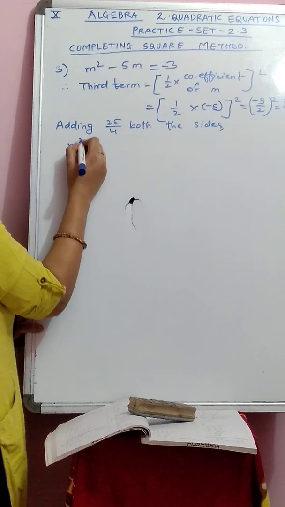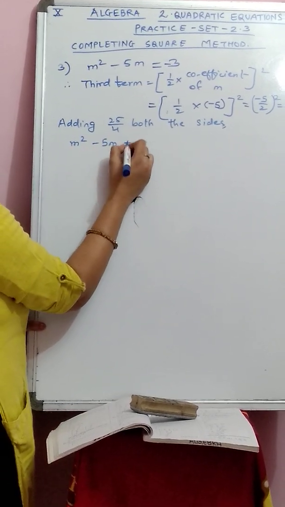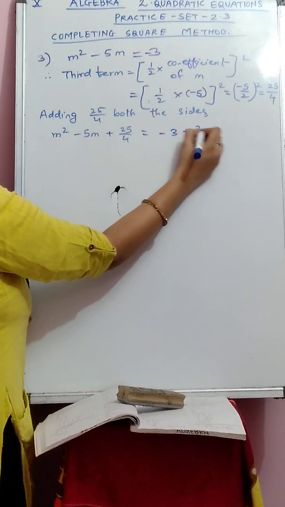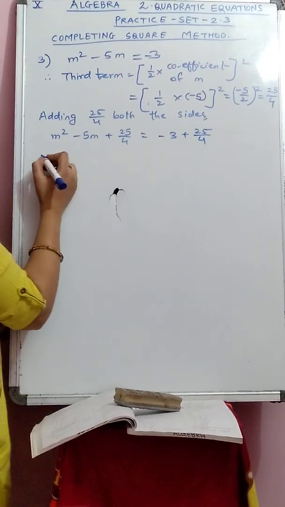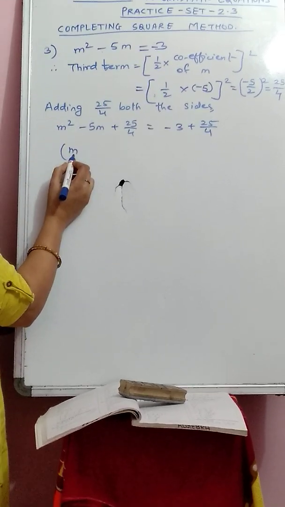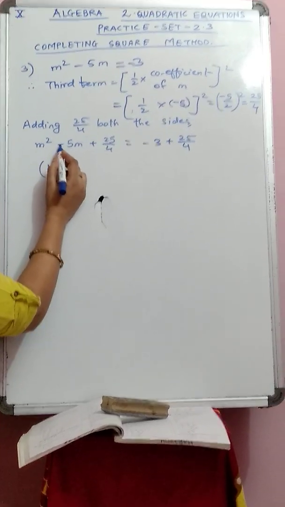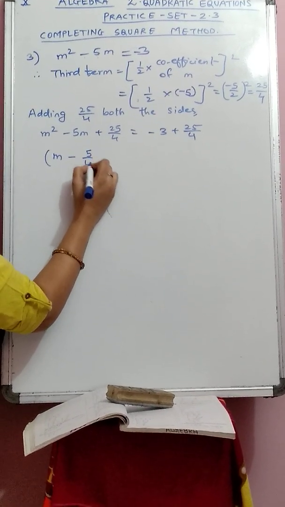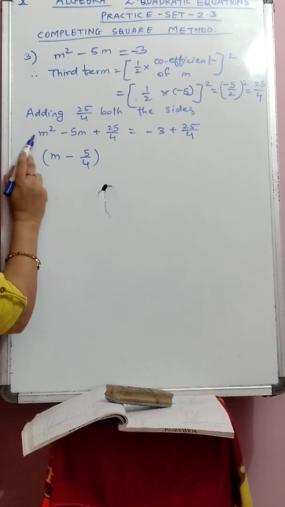Then m square minus 5m plus 25 upon 4 is equal to minus 3 plus 25 upon 4. Okay, now taking the square roots here, what is the square root of m square? m. Then the sign of the middle term, that is minus. Then the third term's square root, that is 5 upon 4.